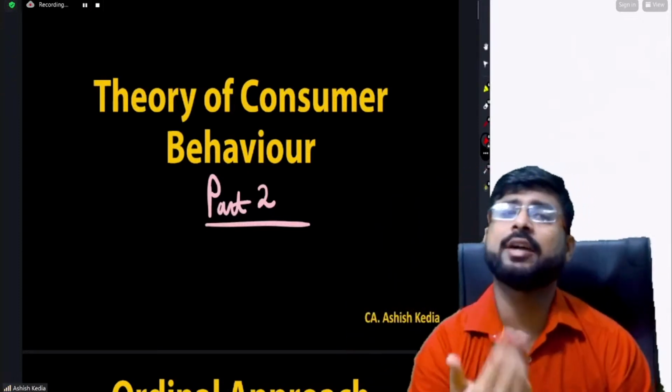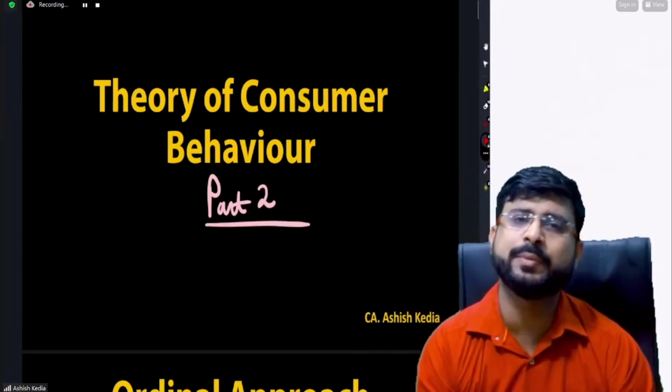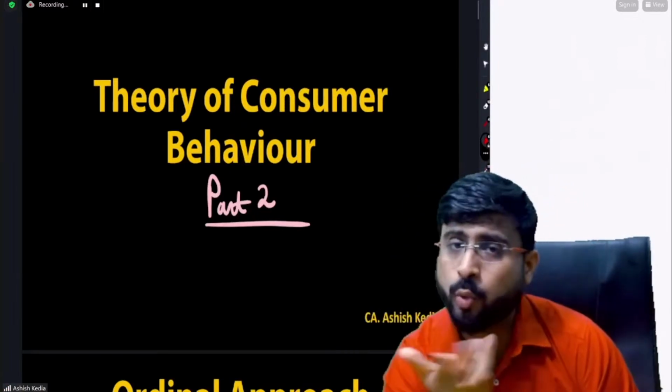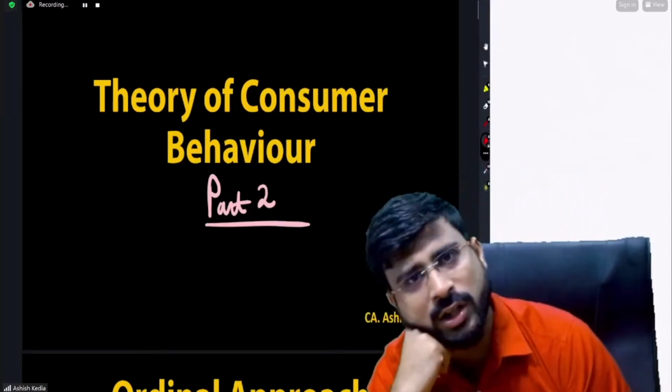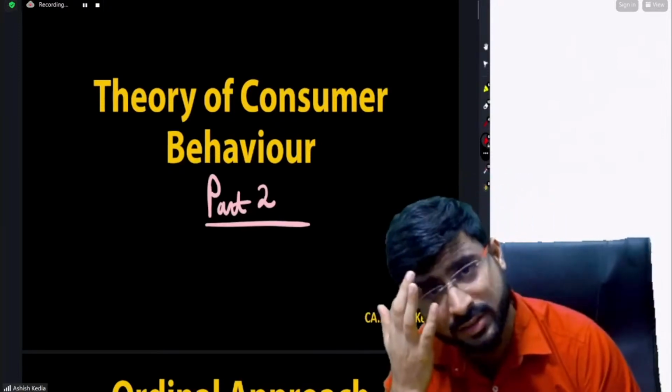Then, how do we arrive at this equilibrium point? Or how many methods are there to arrive at this equilibrium point? So, friends, there are two methods. What are the two methods, sir? Number one is the cardinal approach. Number two is the ordinal approach. Cardinal approach was given by Alfred Marshall, and we had already discussed that.